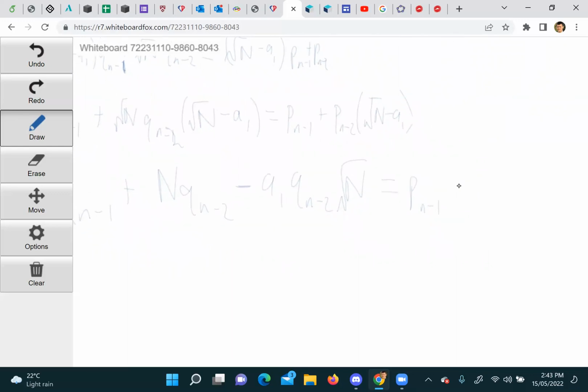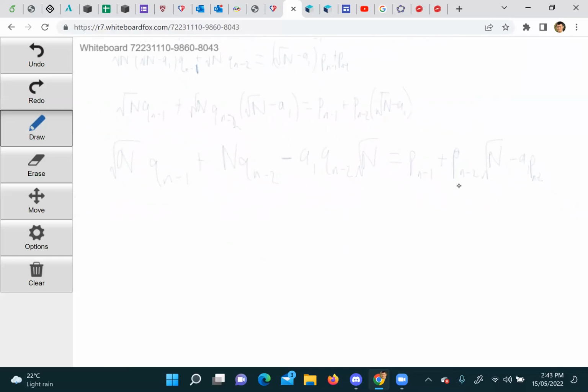Select a like term. What like terms are there? There are no like terms. Try and do it in terms of n and root. I don't know if that helps at all. Sounds familiar, it's increasingly familiar. P minus 1 minus root n Q minus 1.